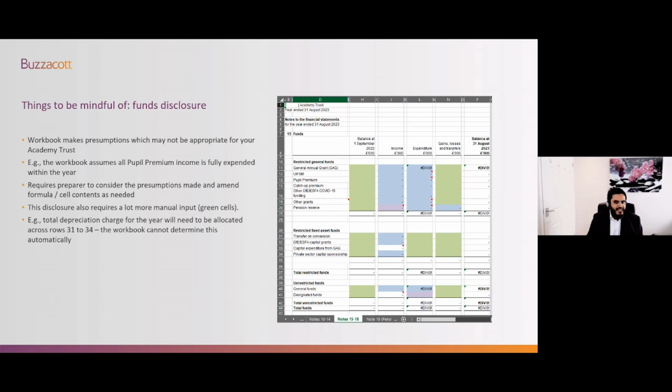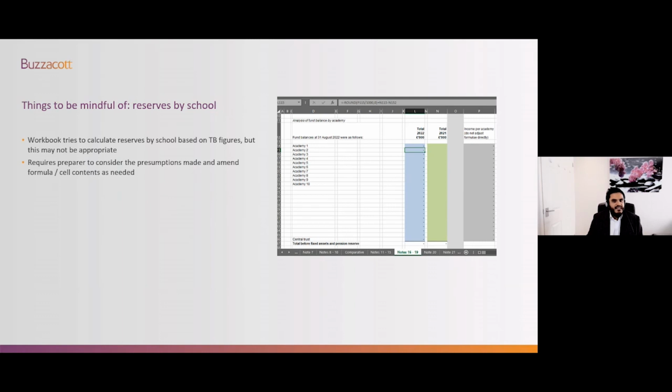Similarly, on the next slide for multi-academy trusts, there's a need to disclose the revenue reserve balance by individual school. Again, the template will try and calculate this based on the figures in the individual school trial balances for income and expenditure. But again, the way these balances are calculated may not be the most appropriate, and therefore this should be checked against your own expectations and your own management accounts, and if necessary, the formulas adjusted as needed.